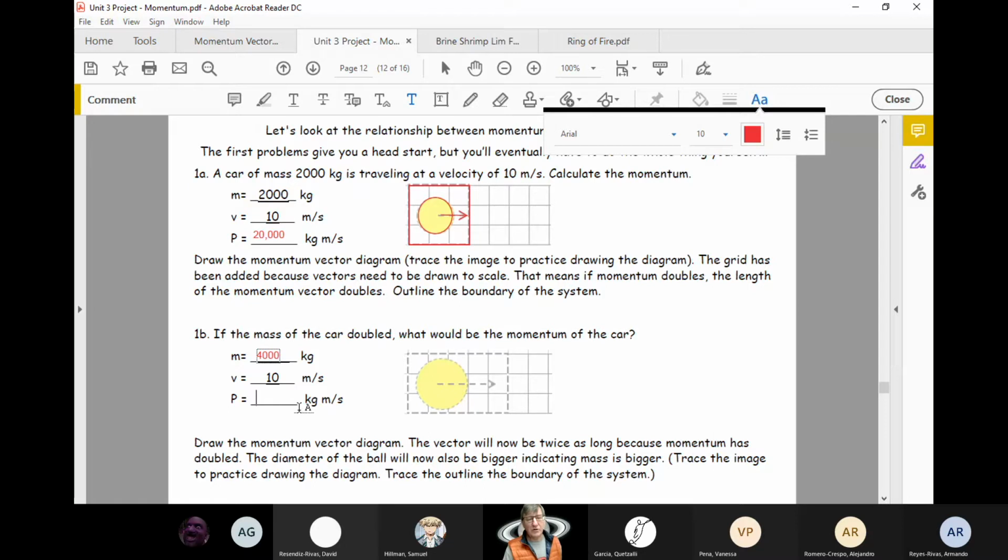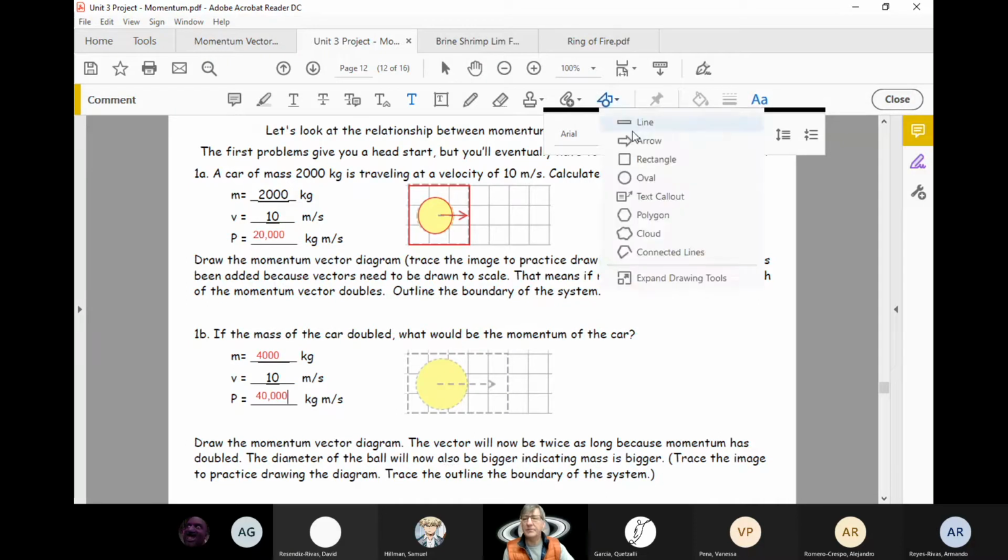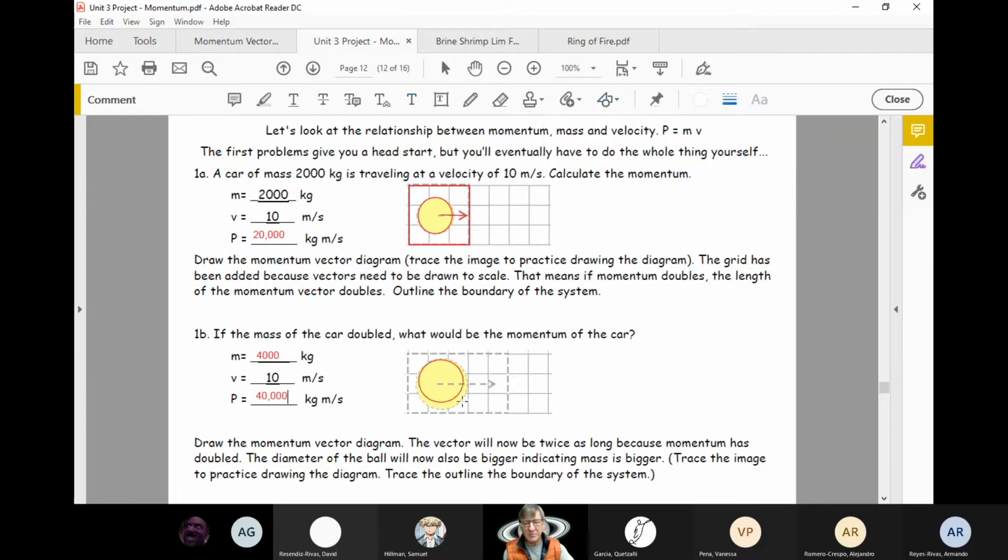Alejandro, what is our new momentum? How many kilogram meters per second are we going now? 40,000. Perfect. 40,000 kilogram meters per second. Just multiply, right? Whatever m is, whatever v is, multiply. You get your momentum. Now we're going to draw the momentum vector, and you can see, first of all, this was a bigger car, wasn't it? So notice that this circle is bigger than the first one, right?